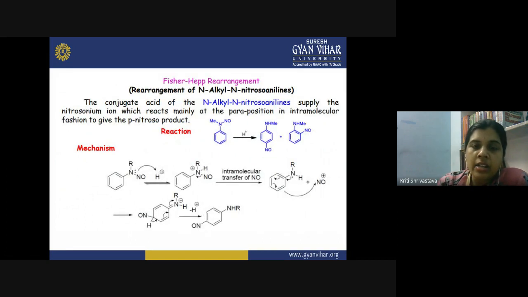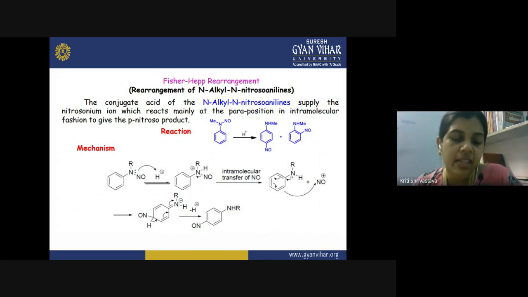Then another reaction, known as the Fischer-Hepp rearrangement, and this is the rearrangement of N-alkyl N-nitroso-aniline. So again, we have anilines here, but now we also have a nitroso group attached on the aniline. In the earlier case, we have seen that one was the methyl and one was the hydrogen on the aniline. Now we have one nitroso and one alkyl on the aniline, and they supply the nitrosonium ion, which reacts mainly at the para position in an intramolecular fashion to give the para-nitroso product.